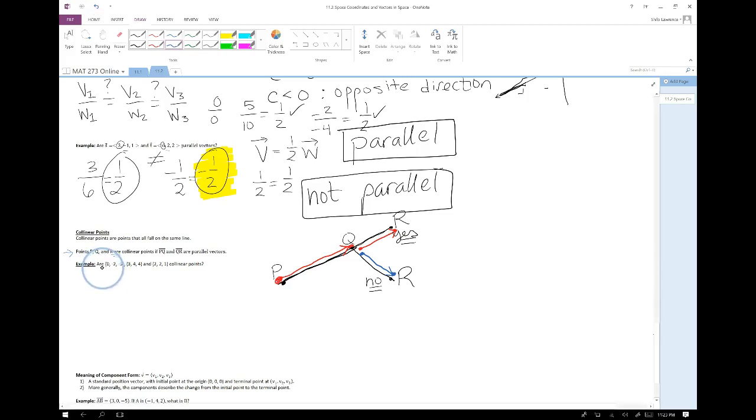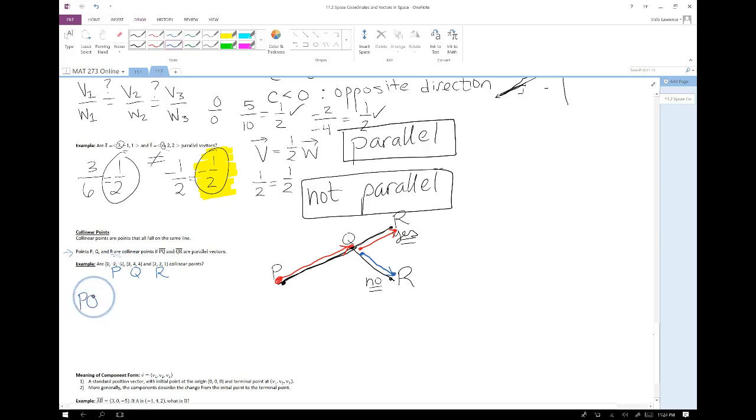So we are going to try to decide our 0, -2, 5. I'm going to label that as point P. 3, 4, 4, I'm going to say that's Q. And 2, 2, 1 is my R. Are these collinear points? If we were to graph them, we might be able to just visually tell, but just by looking at those coordinates, it's not very obvious whether or not they fall in a single line.